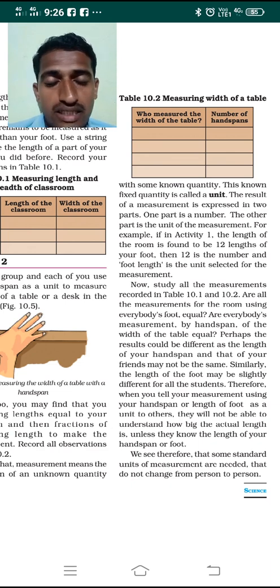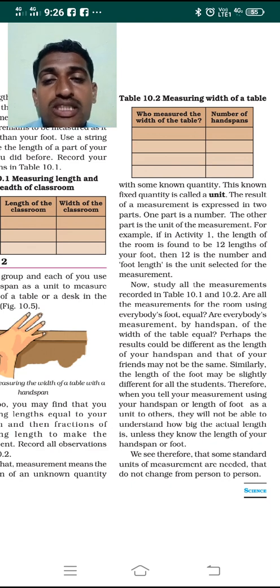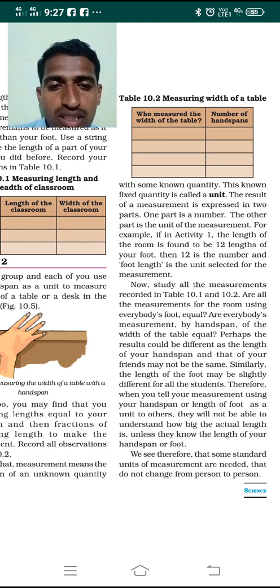For example, in activity number 1, we used the foot span. The length of your classroom is found to be 12 lengths of your foot. So suppose in activity number 1, which you have done, by using foot span you measured the length of the classroom. At that time, suppose it is found to be 12 lengths of your foot. Then you tell it as: 12 is the number, and the foot length is the unit of that measurement. So now study all the measurements recorded in tables 10.1 and 10.2.